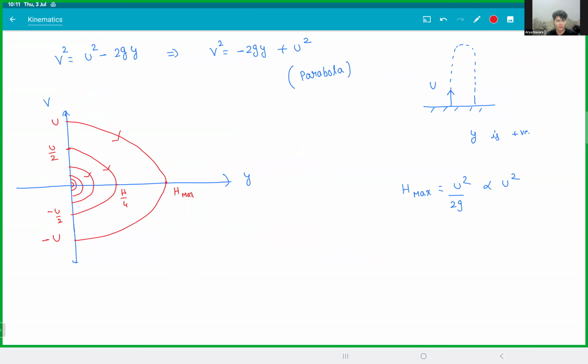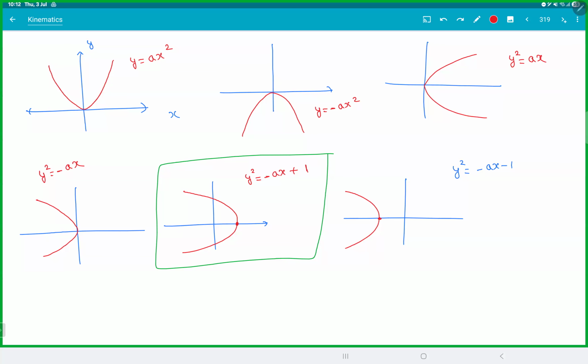Sir, wouldn't that be x square is equal to minus ay plus 1? Which one? Sir, the horizontal parabola, x square is equal to minus ay plus 1, because we are taking a horizontal line.